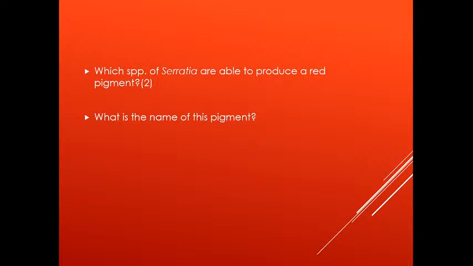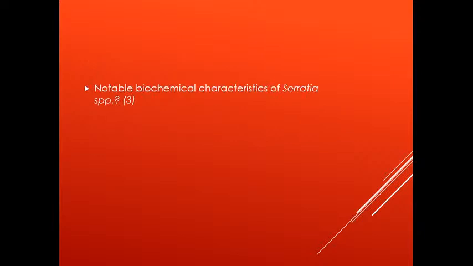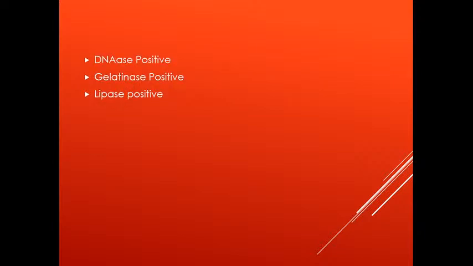Of Serratia species, Serratia marcescens and Serratia rubidea. And the name of the pigment is known as prodigiosin. Now, notable biochemical characteristics of Serratia species is that they test positive for the following: DNase, gelatinase, and lipase. Remember DNase? Staph aureus tests positive with DNase. Remember? Color indicator is methyl red. So you guys might have forgotten.